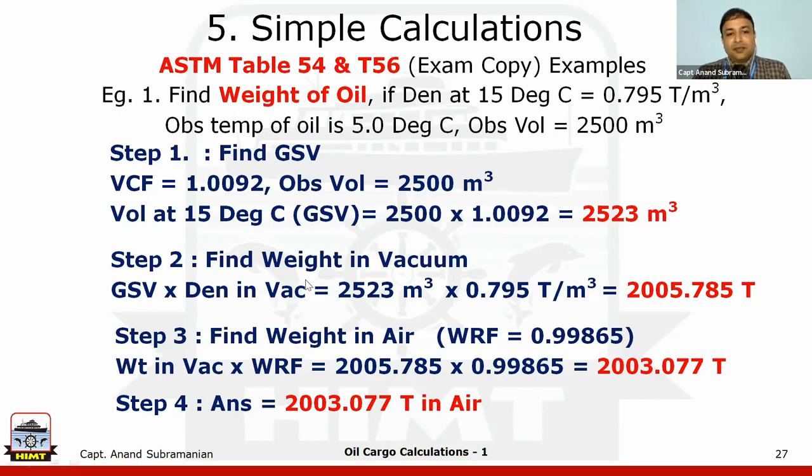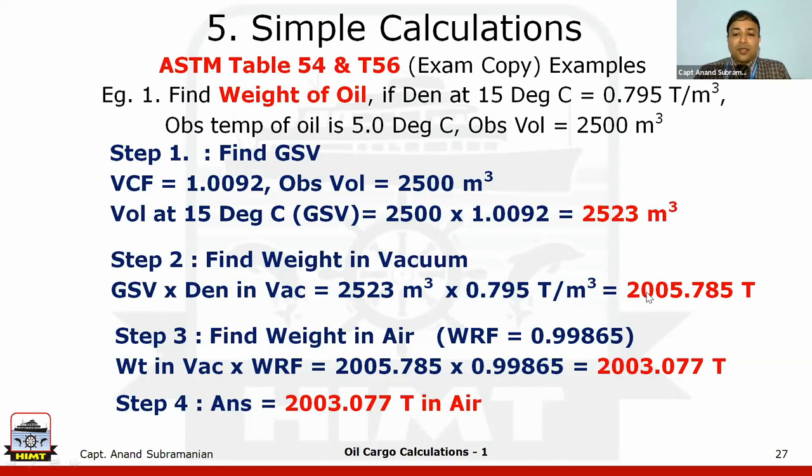Yes, sir. All right. Now, the next one is weight in vacuum. Like I said, there are two ways to reach this weight in air. The first is using the WRF. So the next step is we find out the weight in vacuum. So, weight in vacuum is what? Again, a simple multiplication: the GSV, which we found out at step number 1, multiplied by the density, whatever density the surveyor has given, we directly multiply by the figure. We get a value of 2005 decimal 785. Now, is it in vacuum or is it in air?